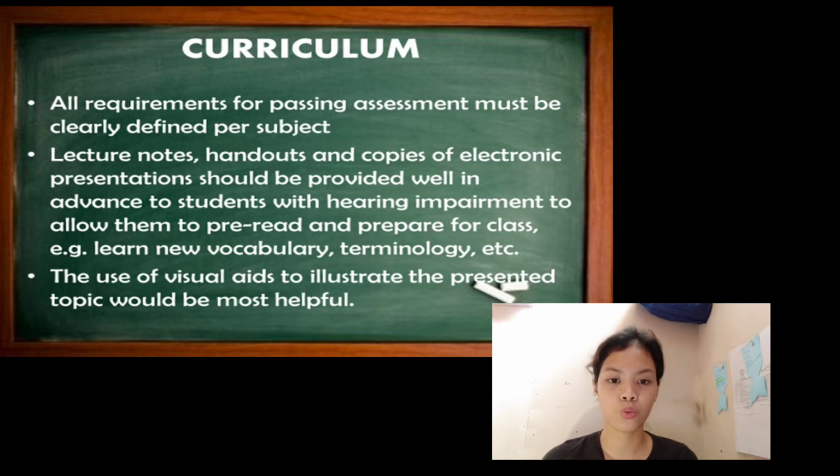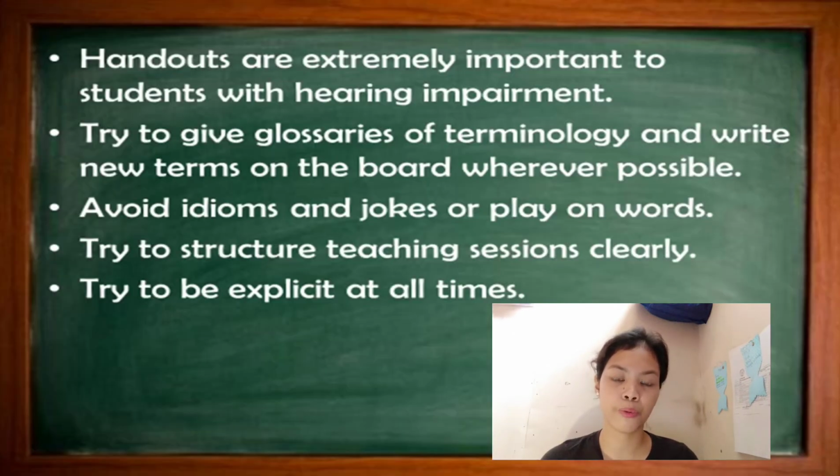The use of visual aids to illustrate the presented topic would be most helpful. Handouts are extremely important to students with hearing impairment. These, together with hard or electronic copies of overhead transparencies or PowerPoint slides, should be given to the student via email or posted on an electronic learner management system at least 24 hours before the lecture wherever possible to enable these students to prepare beforehand.